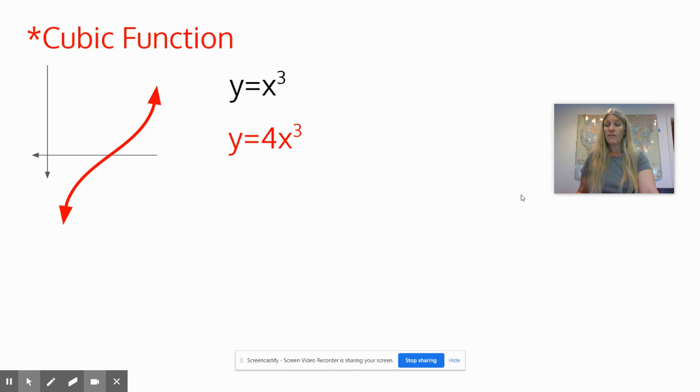So these are the 5 that we're looking at. These are the 5 functions that you are responsible for knowing. And we're also going to be graphing these by plugging in the numbers for x and solving for y.